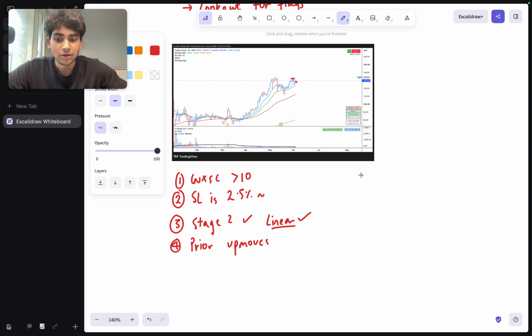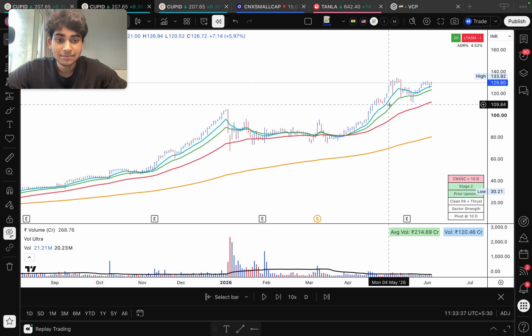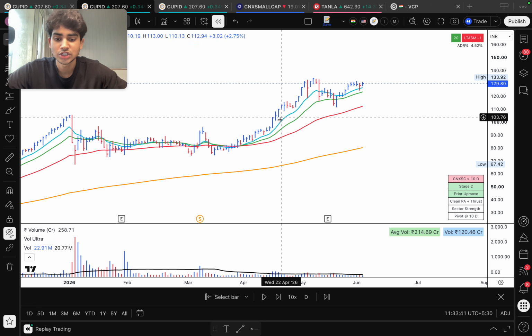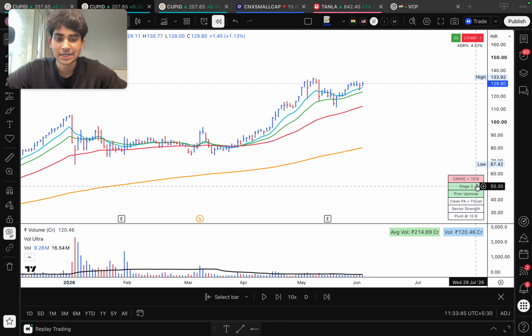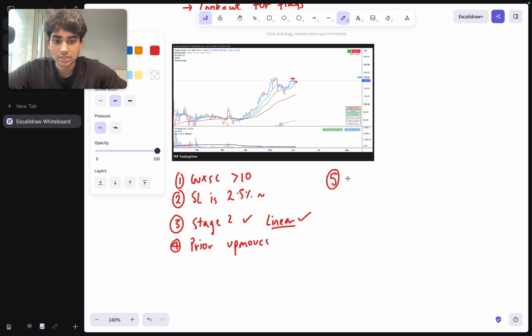All right. Now, if I get to number five, what is the next thing that I'm looking for? Clean price action. Yes, there is clean price action. Cupid is a fantastic stock which tends to ride the moving averages time and time again. So, clean price action is there as well. Is there sectoral strength? Yes, there was sectoral strength. I've spoken about this. FMCG space was doing good, even though Cupid is not necessarily just in the FMCG space.